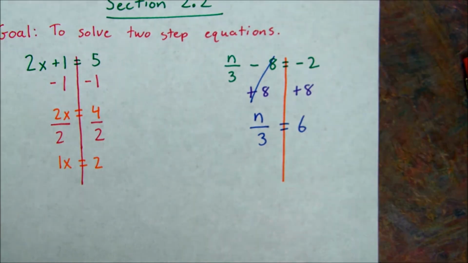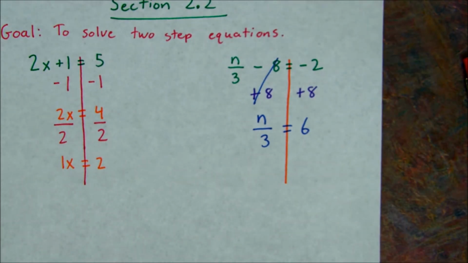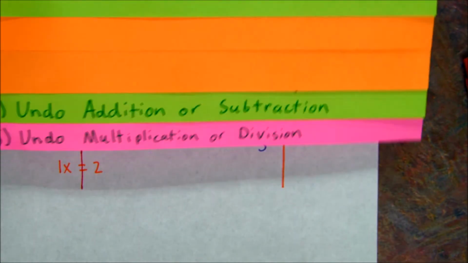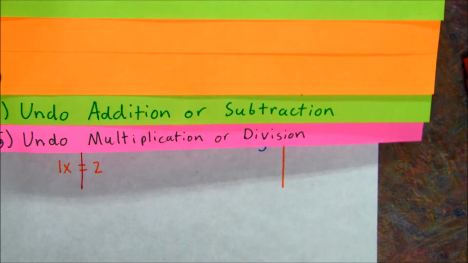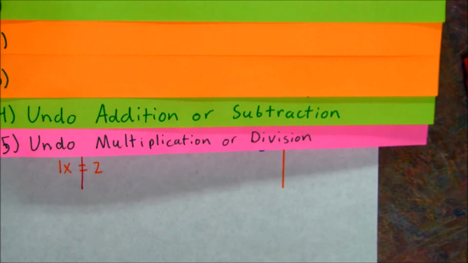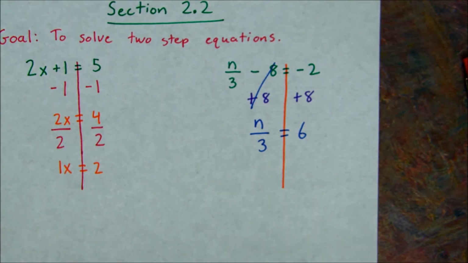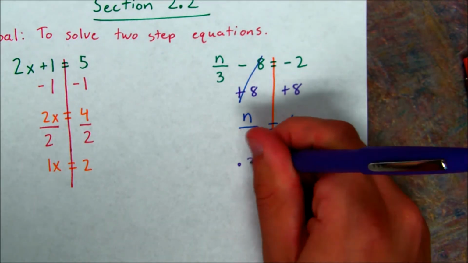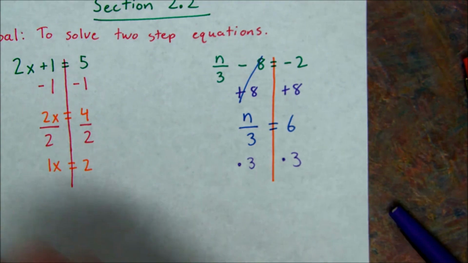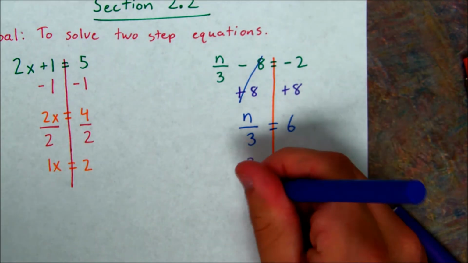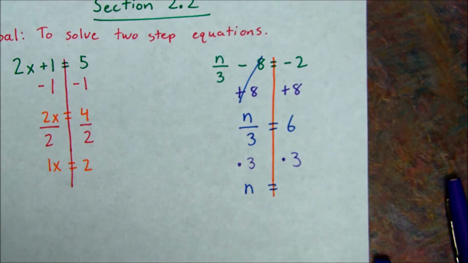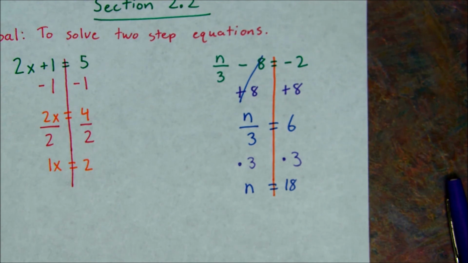Again, I'm not done with the problem, because n is being divided by 3. So I look at the foldable again, and it says undo multiplication or division as my last step. I see I have a divided by 3, so I multiply both sides by 3, and I get n equals, let me extend that just a little bit, equals 18. So that's how we use the foldable to solve two-step equations.